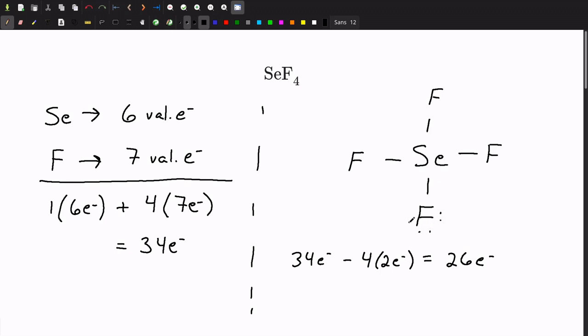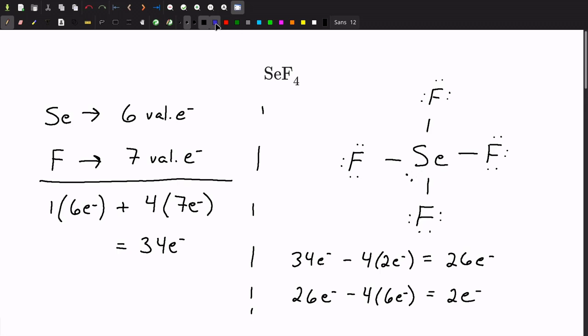We'll start filling out the octets on our terminal atoms here. We had 26 electrons. We just used 4 times 6 electrons. We are left with 2 electrons left over. They have to go on this central atom here.